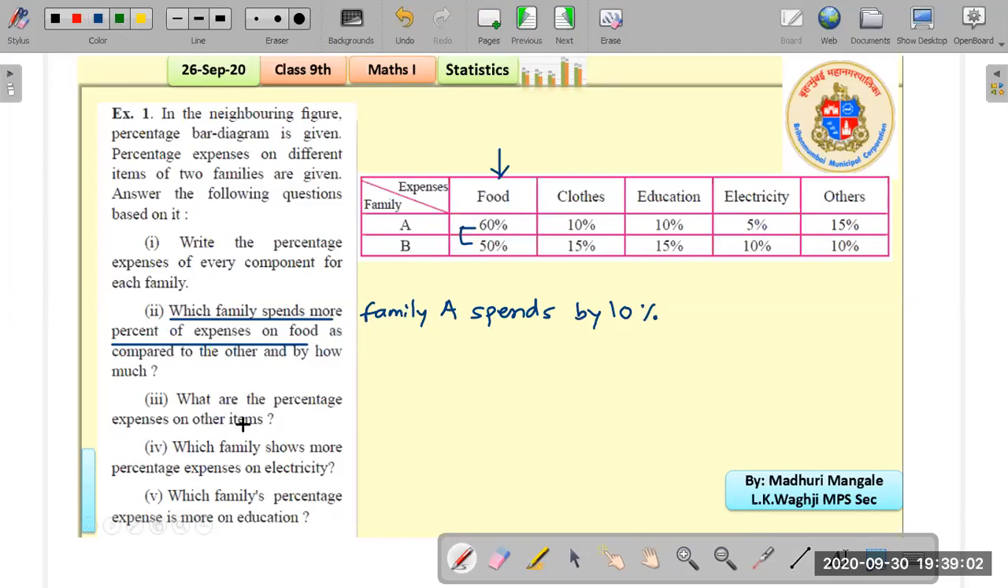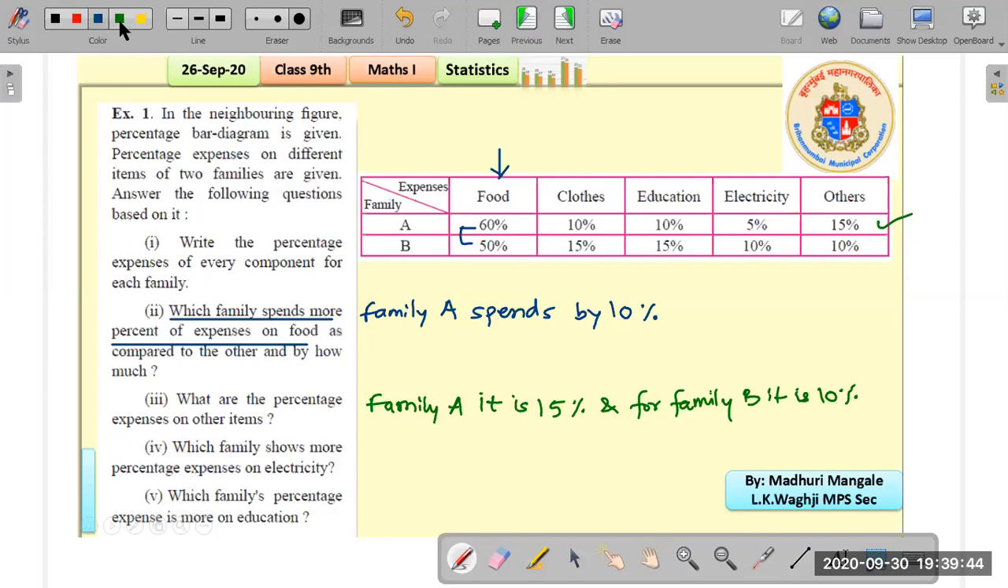Okay students, we move to the next question. What are the percentage expenses on other items? So for family A, it is percentage expenses for other items. It is 15%, and for family B, that is how much? It is 10%, students. Okay, and then we move to the next question.